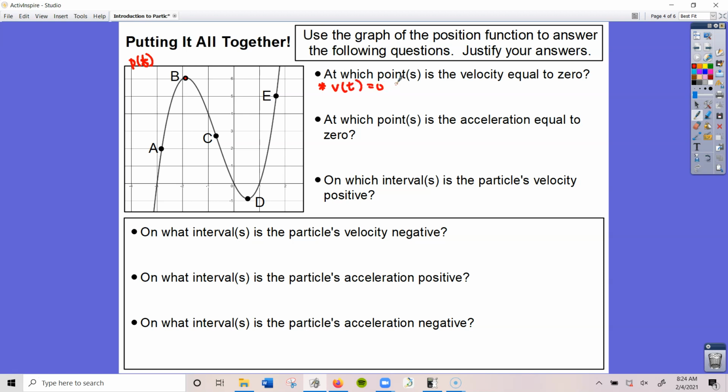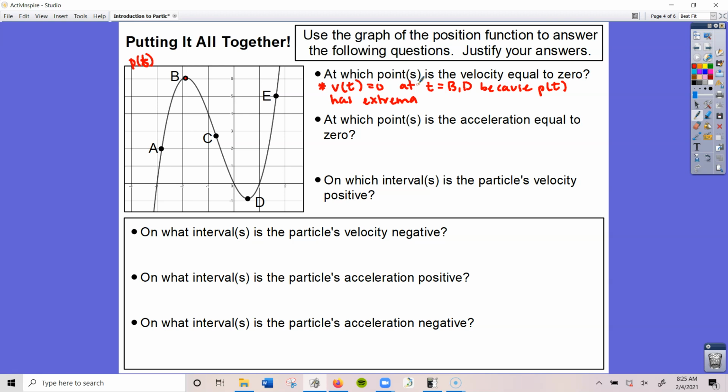V of t is equal to 0 at t is equal to B and D, and the reason is because P of t has extrema. So it's the same relationship as if you're looking at first derivative, second derivative, etc. It's just now it's worded a little bit differently for particle motion.